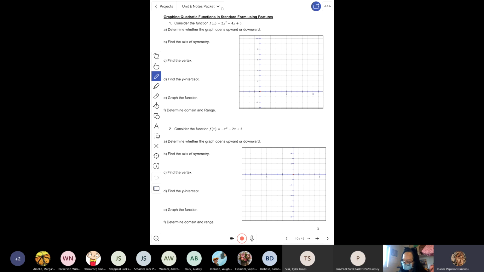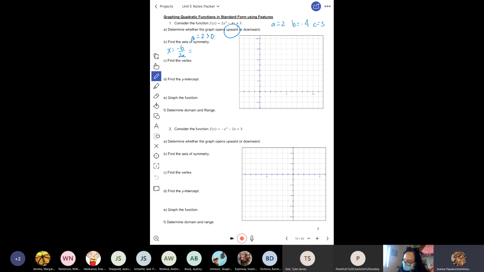So the first thing I would do is determine, does it open up or does it open down? It opens up because a equals 2, which is a number greater than 0. So now I need to find the axis of symmetry. To find the axis of symmetry, I need to look at -b over 2a. So a is 2, b is -4, c is 5.